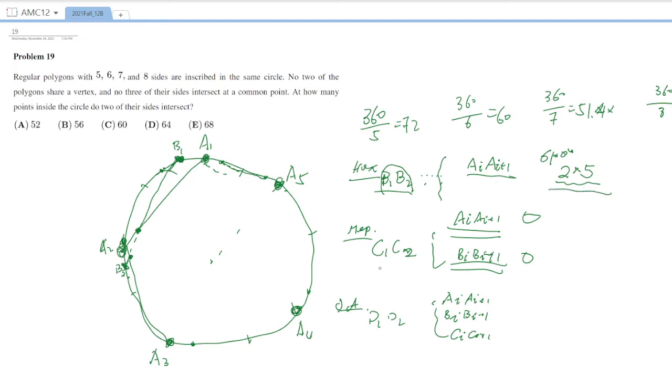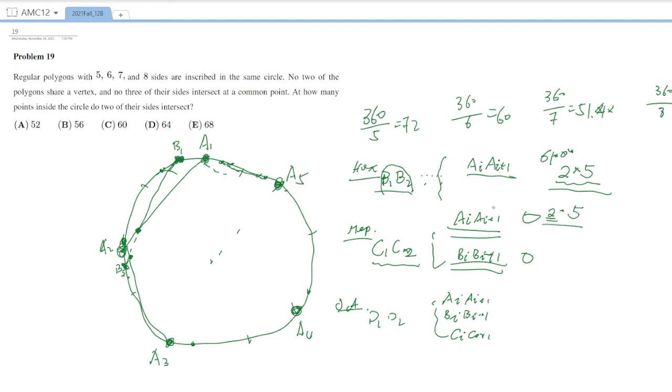Okay, so let's think about C1, C2 and Ai, Ai plus 1. When you put 7 points on 5 segments, evenly, there are 2 segments with 2 points here, 2 points here. And so only 5 chords can intersect with A1, A2, A2, A3. So that's 2 times 5.